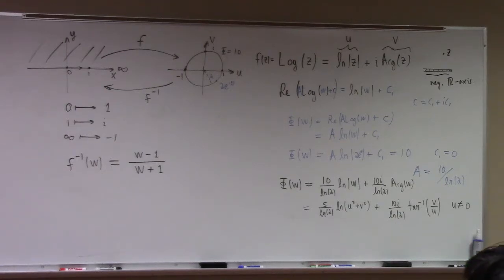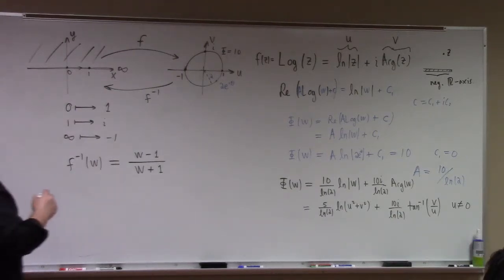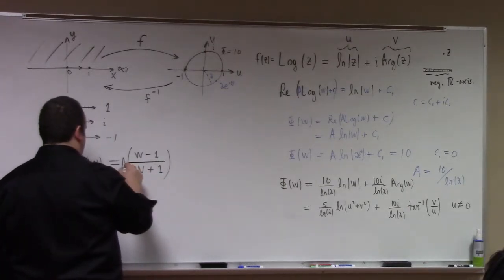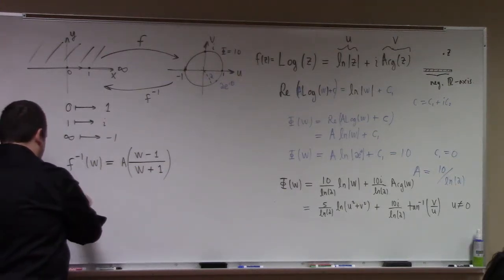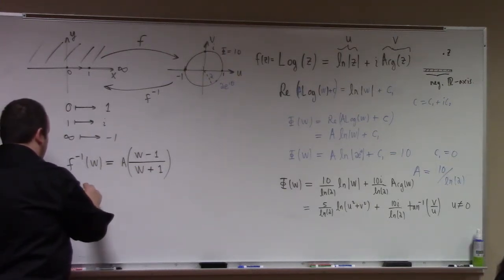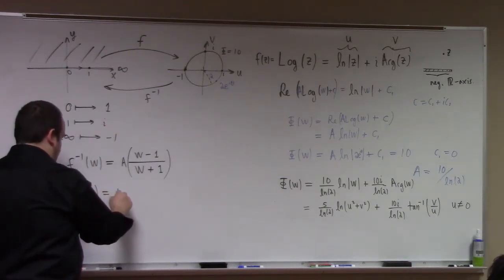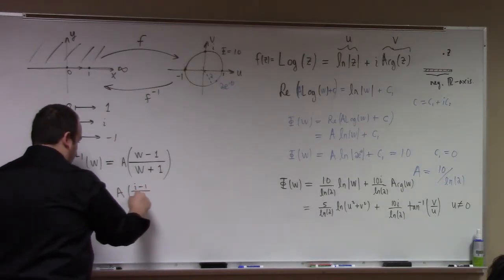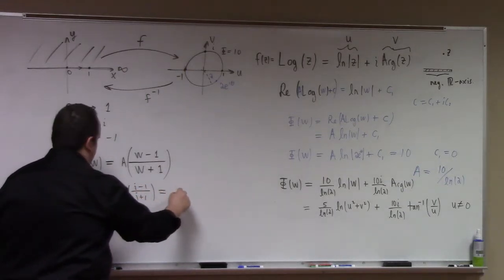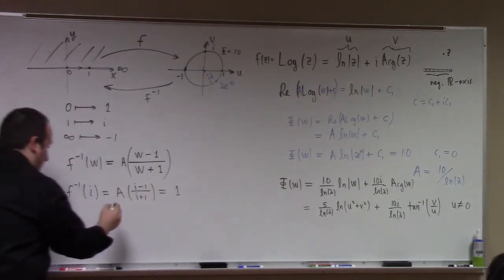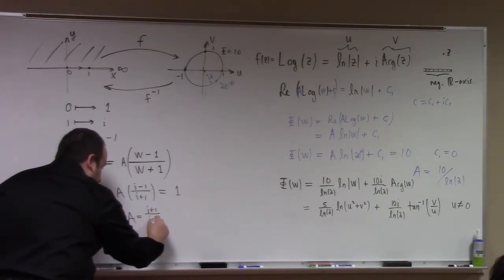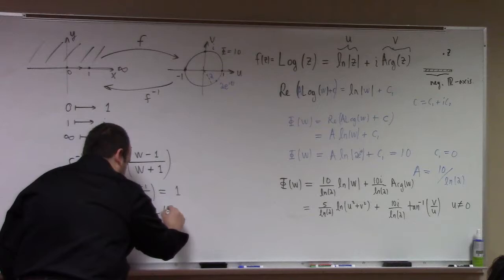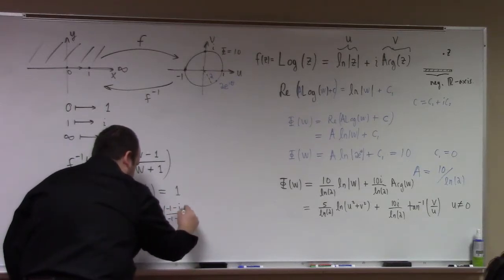Then all that's left is to pick a scale factor, right? So this times some scale factor A, or perhaps complex number A. So I need F inverse, so I'll figure out what A is from the remaining point. F inverse of, what do I want? F inverse of i is equal to A times (i minus 1) over (i plus 1), and that's going to be equal to 1. So pick A equal to (i plus 1) over (i minus 1), which of course we can trade for minus 1 minus i over minus 1 minus i, which is equal to what?